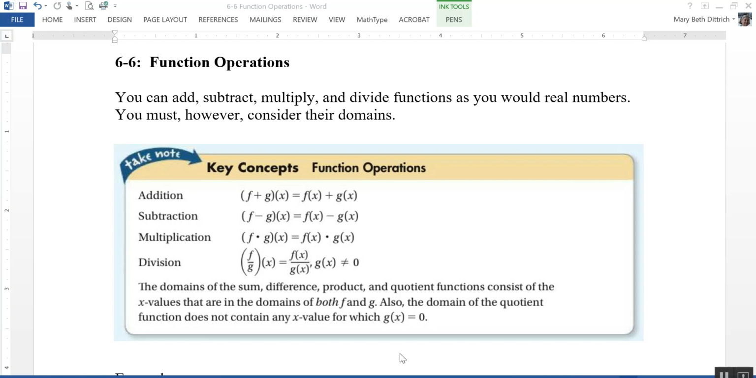Section 6.6 is on function operations. You can add, subtract, multiply, and divide functions as you would real numbers or other expressions. You must, however, consider their domains.